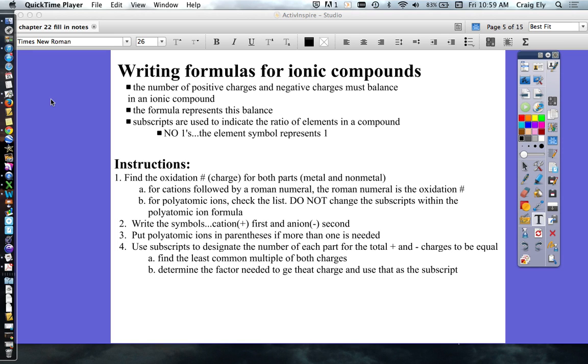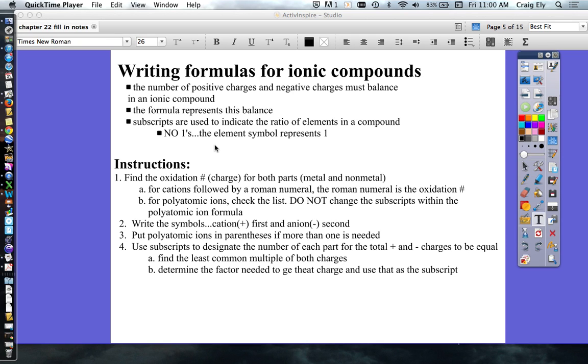Okay, and then what you do is write the symbols. The cation always goes first, the metal goes first, and then the anion goes second, which is of course the nonmetal. If we're using polyatomic ions and we have to have more than one, we'll put that in parentheses. Probably doesn't make any sense right now, but you'll see how it works in a few minutes. Then we use the subscripts to show how many atoms of each element we're going to use, whether they're positive or negative charges, to make the whole thing balance out and have a neutral charge. Sometimes we'll have to use the least common multiple to balance out the charges, and again, we'll see that in just a second.